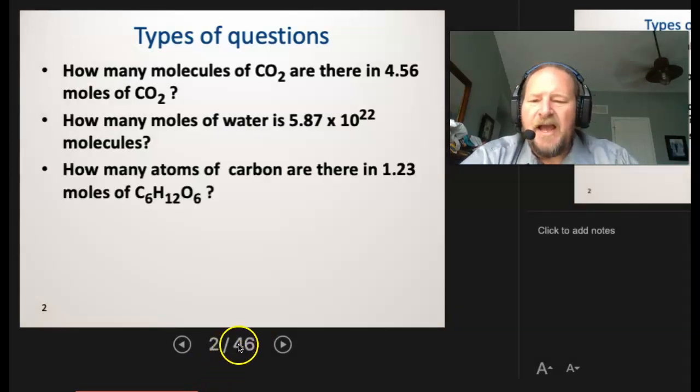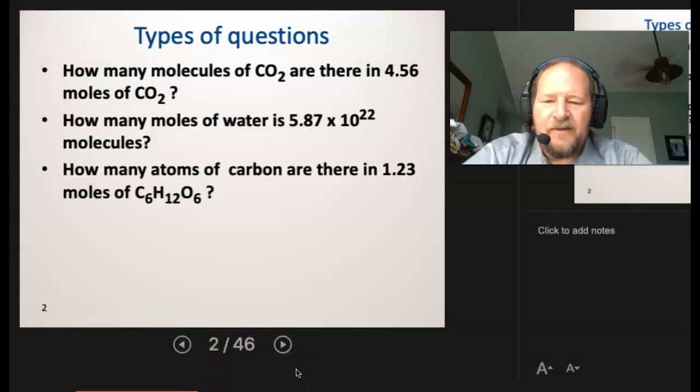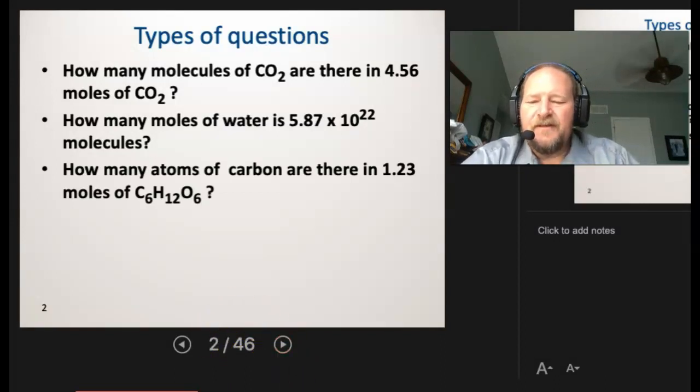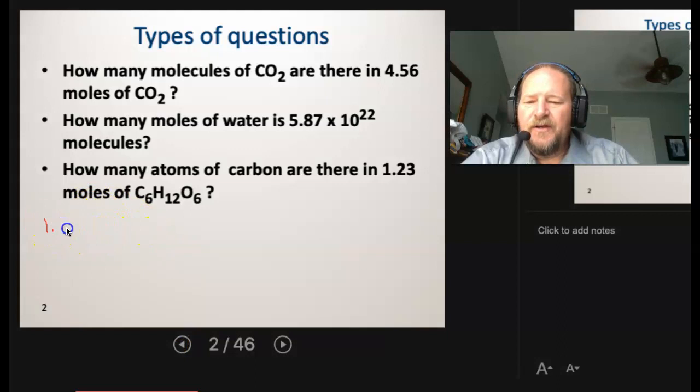Okay. How many atoms of carbon are there in 1.23 moles of glucose? So how many atoms? Again, we'll start with that mole. We were told it's 1.23. Oh, let's erase that. It's not looking good. Let's try that again.